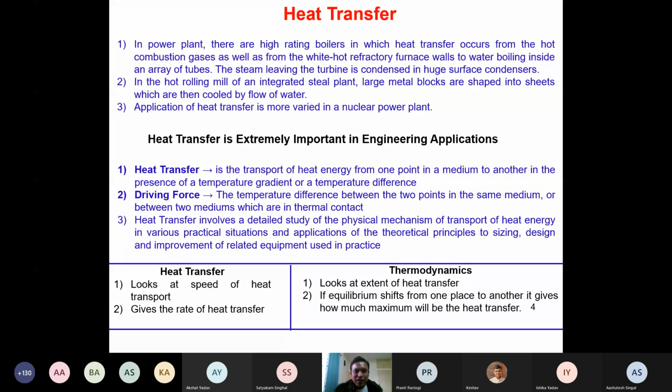Again, heat transfer gives the rate of heat transfer, whereas thermodynamics will only give you how much heat will be transferred if equilibrium shifts from one place to another, how much maximum heat transfer there will be. So that limit or the possibilities will be given by thermodynamics, whereas the rate, or the speed of the heat transfer, will be given by heat transfer. So there is a small difference between heat transfer and thermodynamics.